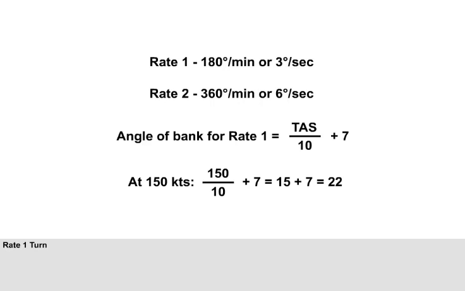Rate 1 is 180 degrees per minute, or 3 degrees per second, and rate 2 is double that, at 360 degrees per minute, or 6 degrees per second. Rate 1 is the standard turn rate for instrument flight rules. A useful rule of thumb for calculating the angle of bank required to achieve a rate 1 turn is true airspeed over 10 plus 7. For example, at 150 knots TAS, the bank required is 22 degrees.